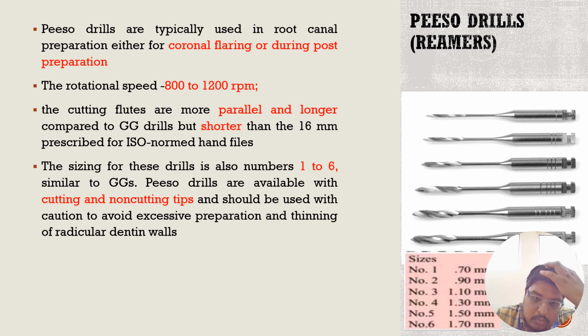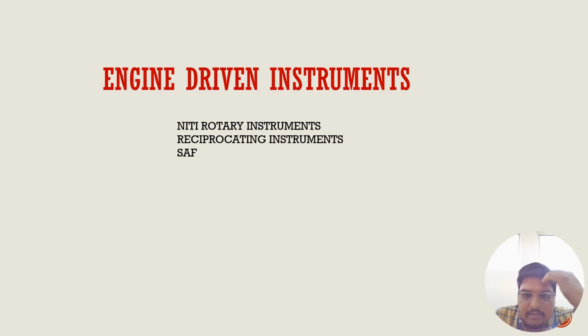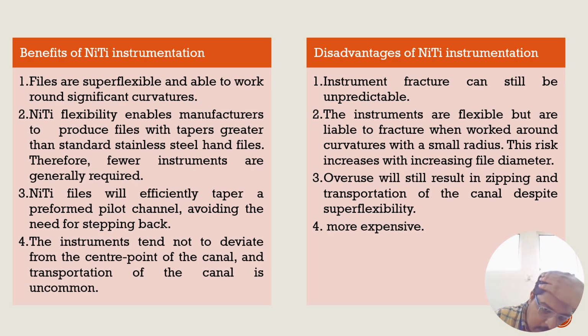Used for post space removal, corner flaring, or during post-preparation. Rotational speed is 800 to 1200 rpm, parallel and longer when compared to the GG drills. The size of this drill is also numbered from 1 to 6, similar to the GGs. Engine-driven instruments and the benefits of nickel titanium instrumentation.